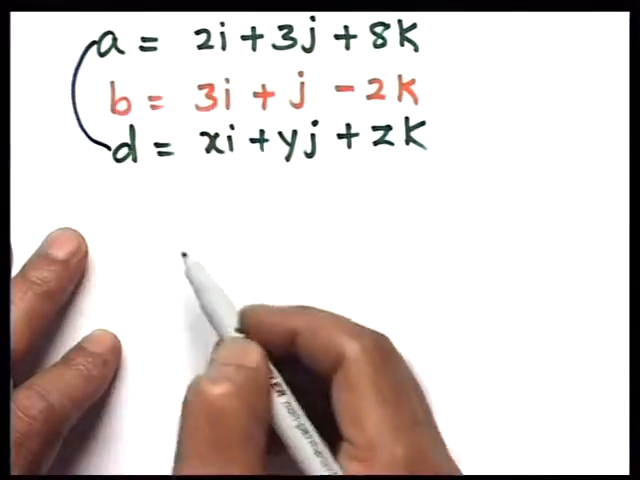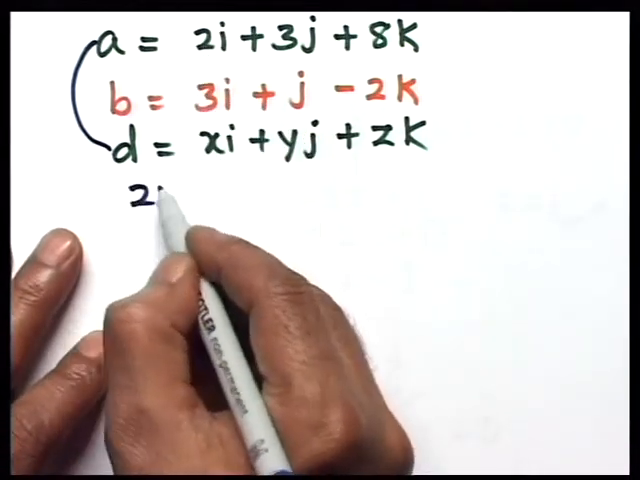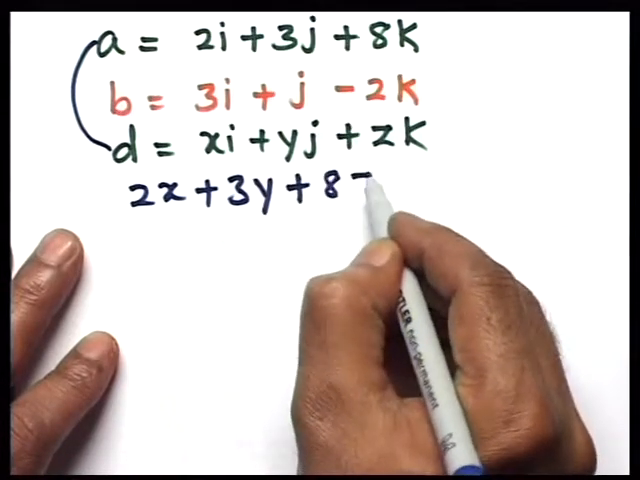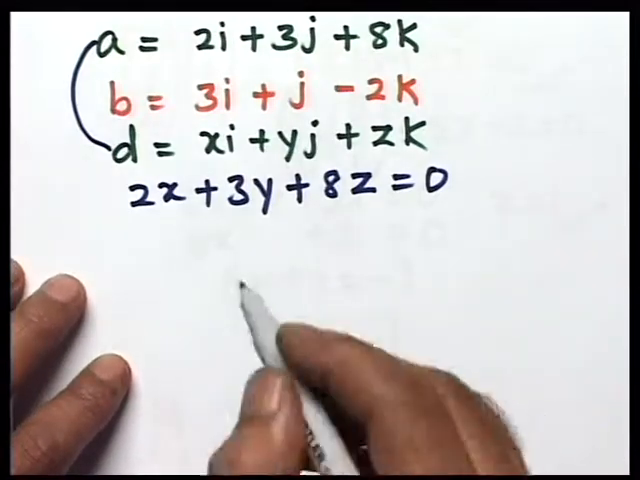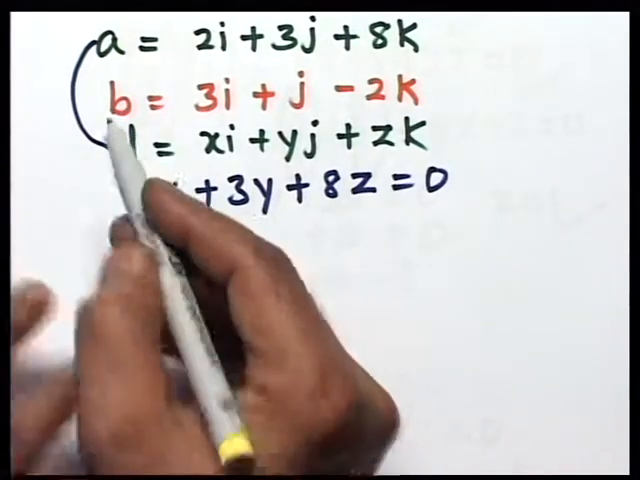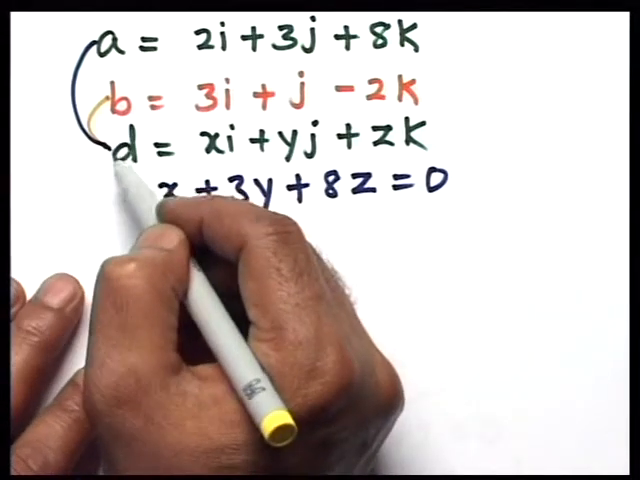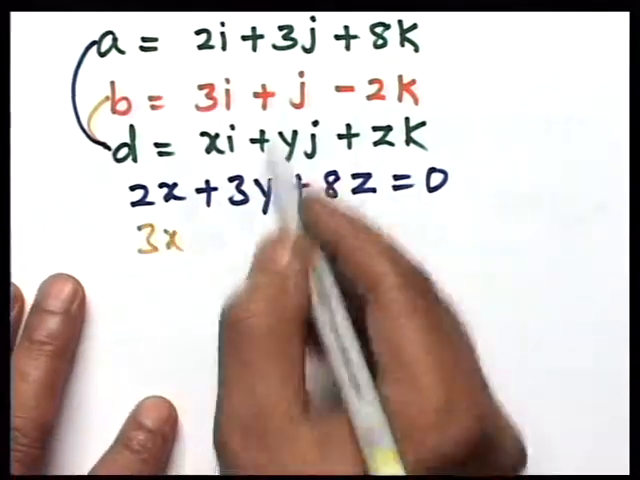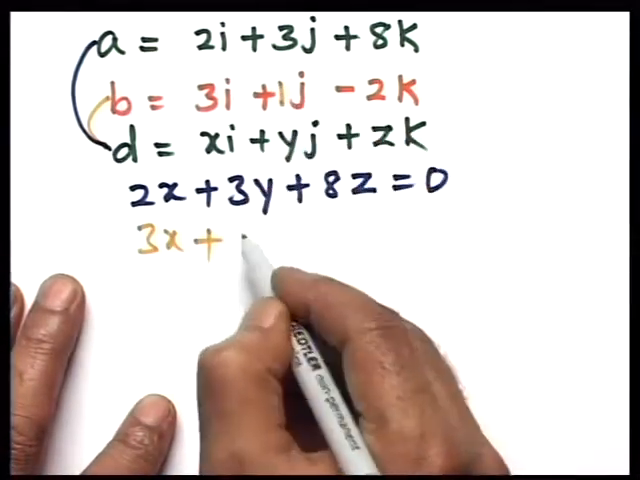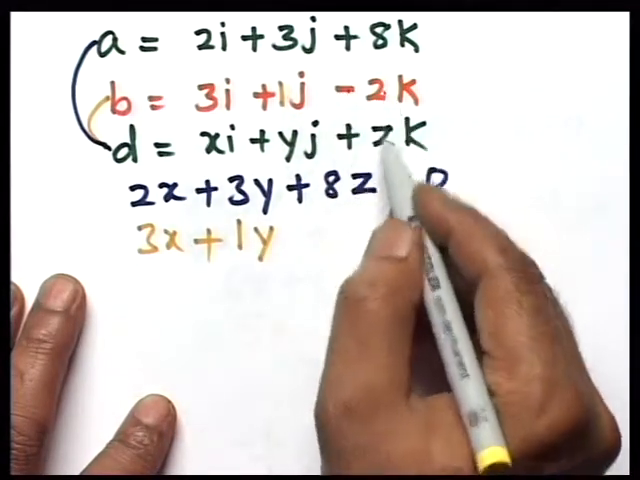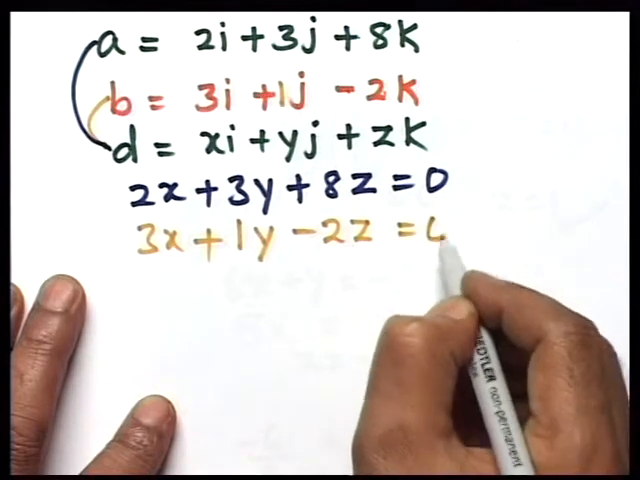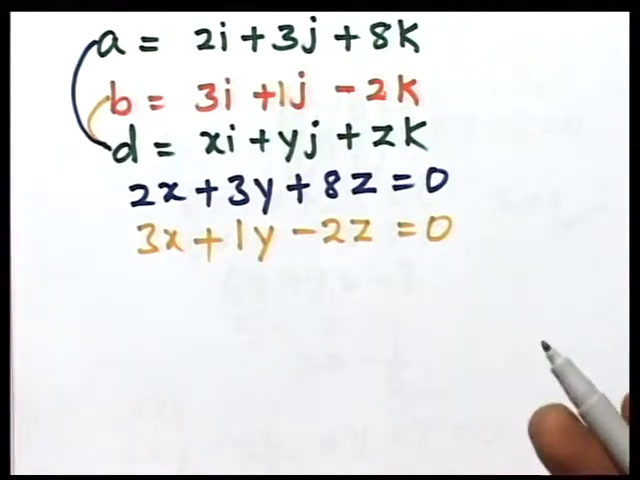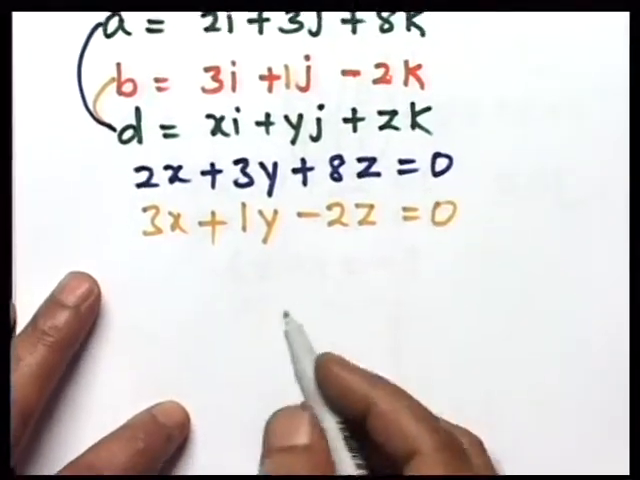So a dot d should be 0, right? 2x plus 3y plus 8z is equal to 0. Then we also know that b dot d should be 0, right? Because the angle between them is 90. 3x plus, watch there, that's a 1y, okay, 1y, and minus 2z is equal to 0. You are welcome to choose x as 1 or y as 1 or z as 1. It's up to you. Let's just take z as 1, see what happens.